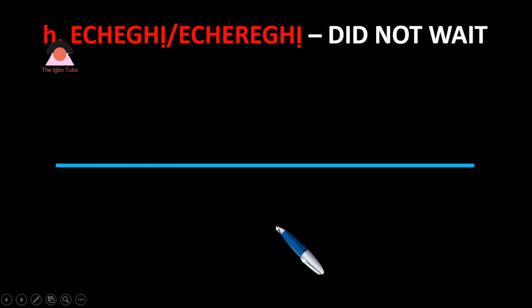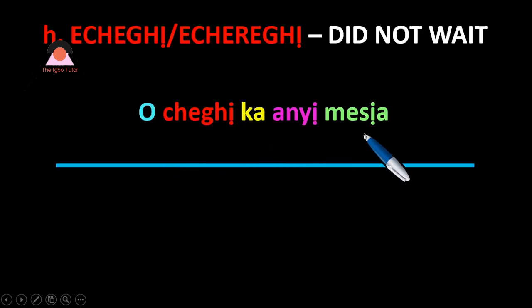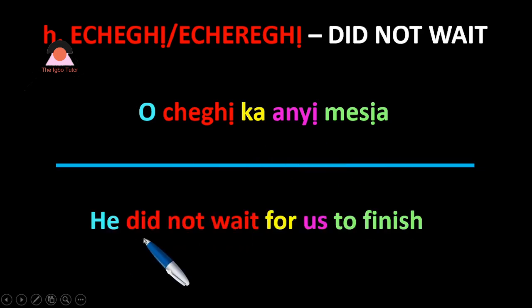Echela onye ọbụla. Now a report that somebody did not wait: a chee or a chere, both are correct. Did not wait, a report. Example in a sentence: O chee ka anyị mesịa. What does this mean? It means he did not wait for us to finish.